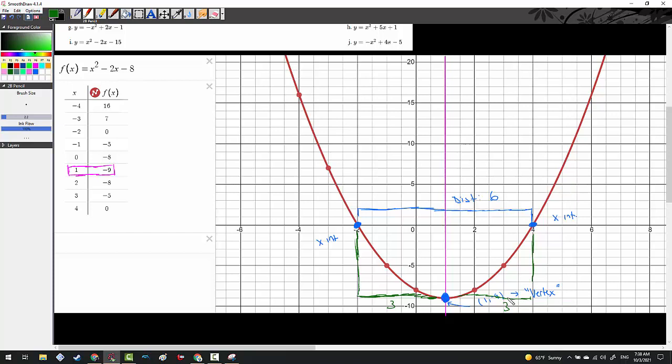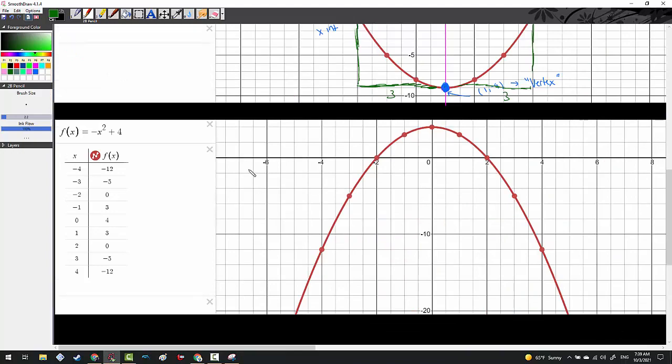Which makes sense, right? I'm reinforcing that idea of symmetry. The vertex is a distance of 3 away, so if I go 3 to the left and 3 to the right, I end up getting my x-intercepts. The distance between the x-intercepts themselves would be 6. So a little bit of tidbits there about the first parabola. I will go ahead and pause and graph the second one.